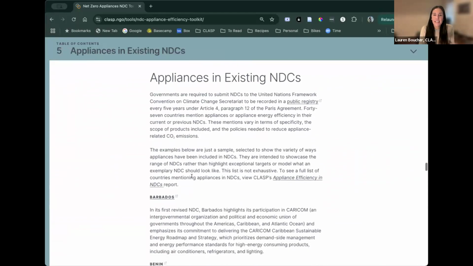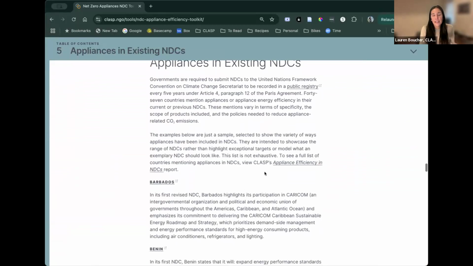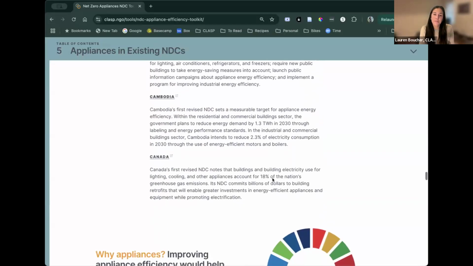The appliances in existing NDCs section is a short summary of just some of the ways that countries have incorporated appliances into their past NDCs. And these excerpts come from the report I referenced earlier, which looked at how appliances are incorporated into NDCs 1.0 and 2.0.